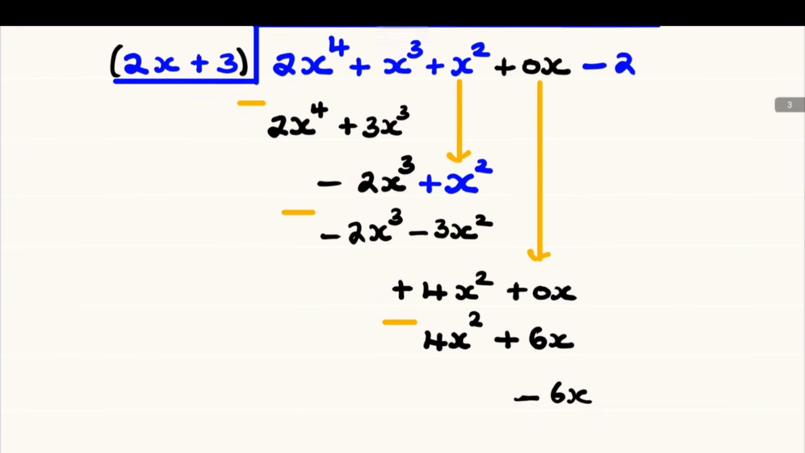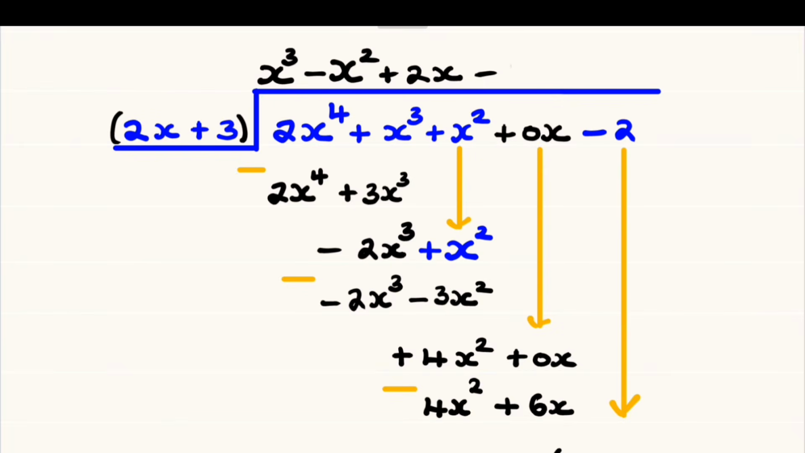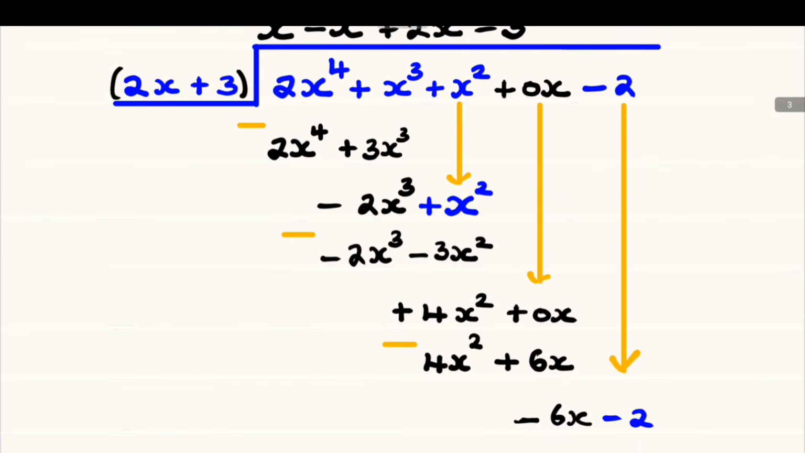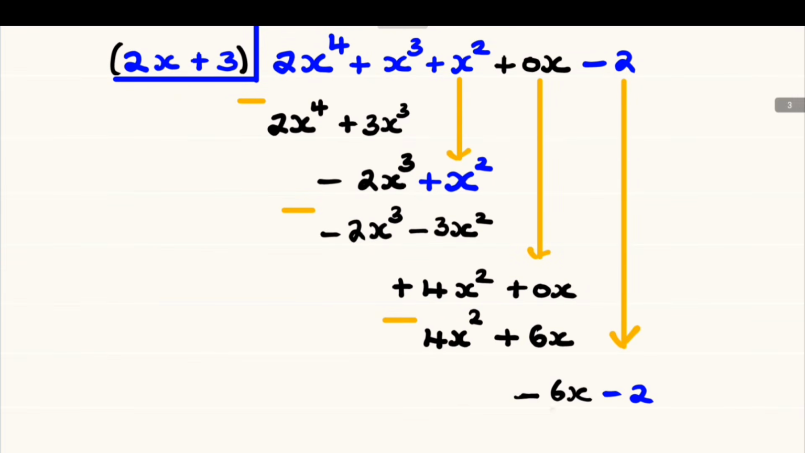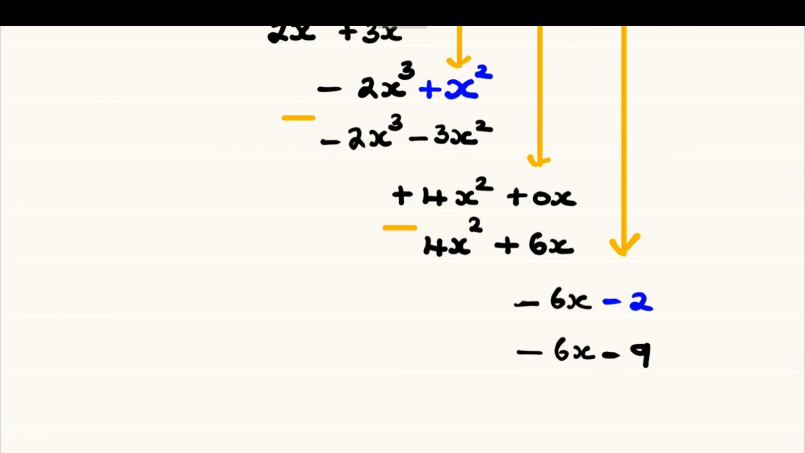And we bring down that negative 2. Now this negative 6x divided by that 2x will be equal negative 3. We take the very same negative 3, we multiply it by the 2x, and this will be equal negative 6x, and the negative 3 multiplied by positive 3 will be equal negative 9.